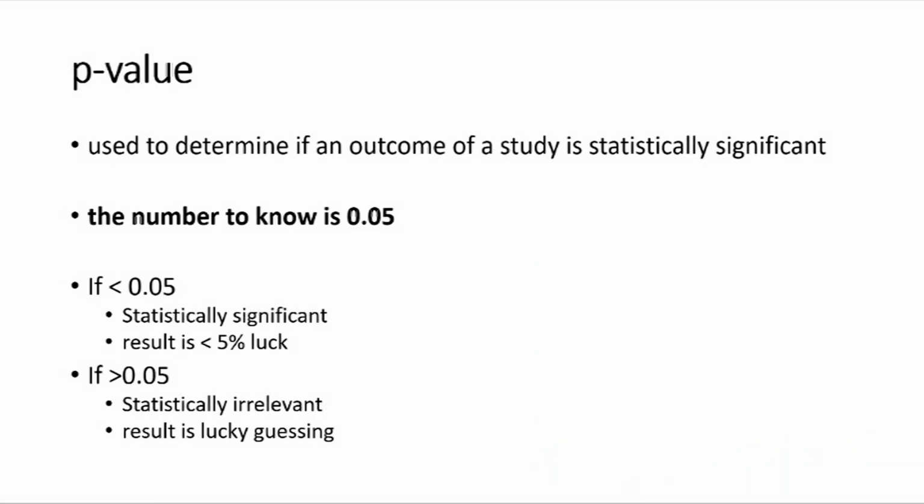P-value is used to determine if an outcome is statistically significant, and the number we need to remember is 0.05, not 0.5, 0.05. Very important. When your p-value is less than 0.05, it is statistically significant. And if it is greater than 0.05, then the result is lucky guessing.